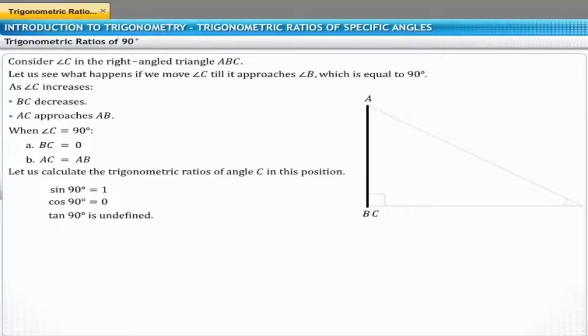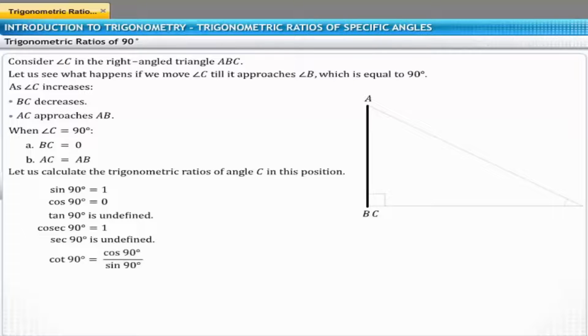Let us move on to other trigonometric ratios of 90 degrees. Cosec 90 is equal to reciprocal of sin 90, which is 1. Thus, cosec 90 is equal to 1. Sec 90 is equal to reciprocal of cos 90, which is 0. Thus, sec 90 is undefined.